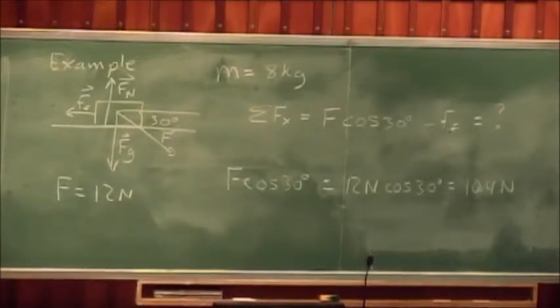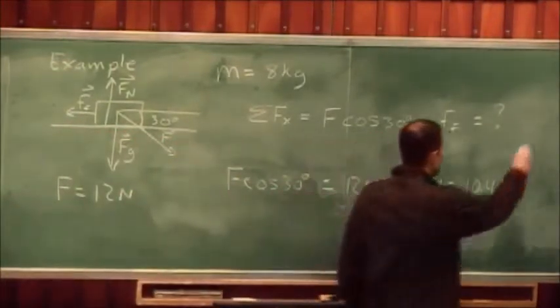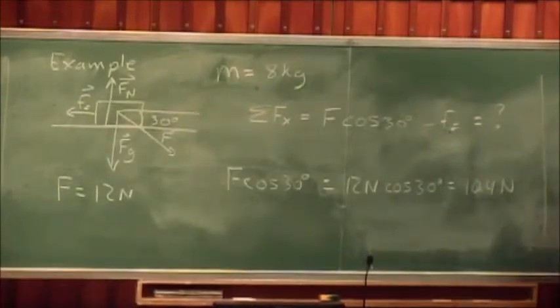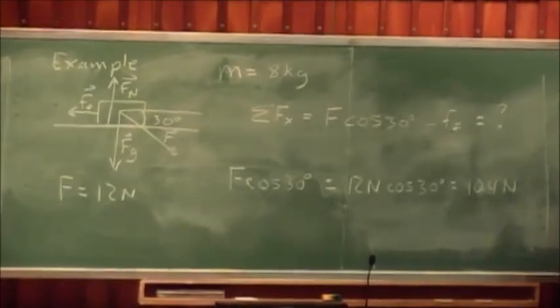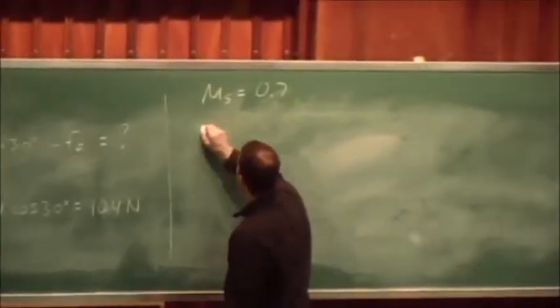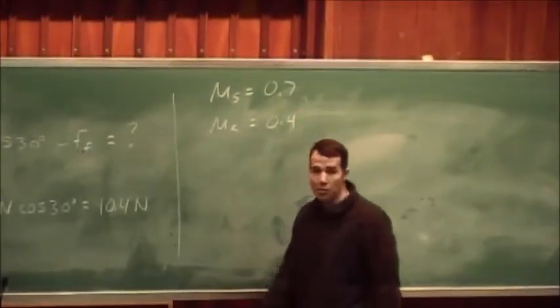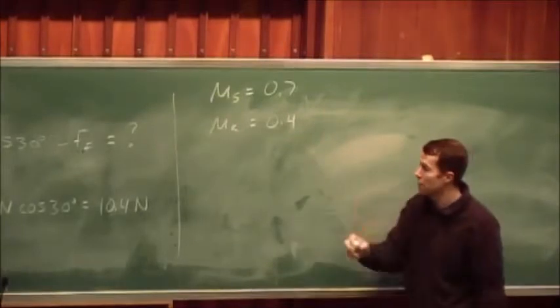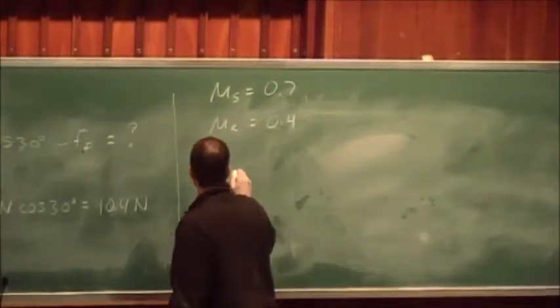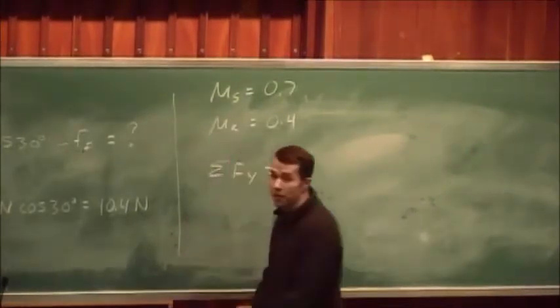Okay, so first we need to find the normal force, and then we multiply by the static friction. So in this particular case, what they've given is that mu s is 0.7 and mu k is 0.4. So we want to see what we have. Let's do the sum of the forces in the y direction.